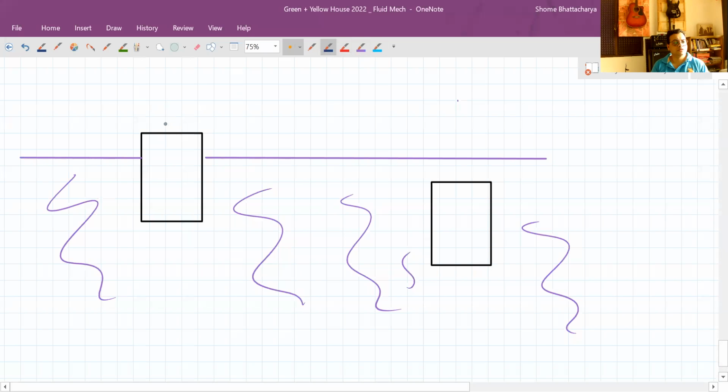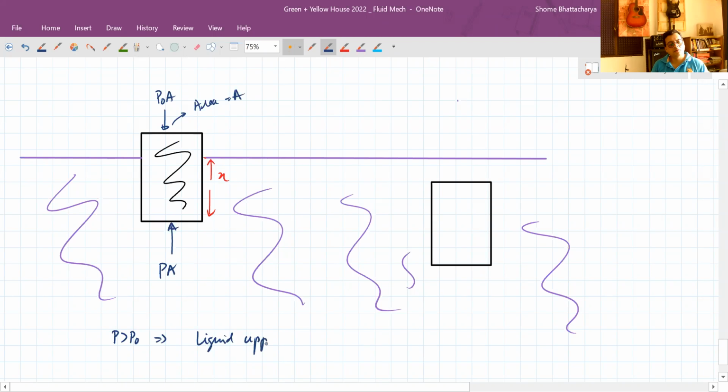So let's say the area of cross section is A, and the length of the submerged part is X. Then on this block, the force that is acting due to liquid pressure at the bottom here is let's say P into A, and the force that is acting because of atmospheric pressure here is P naught into A. So P is greater than P naught, and that is why the liquid applies upthrust because of that pressure difference.